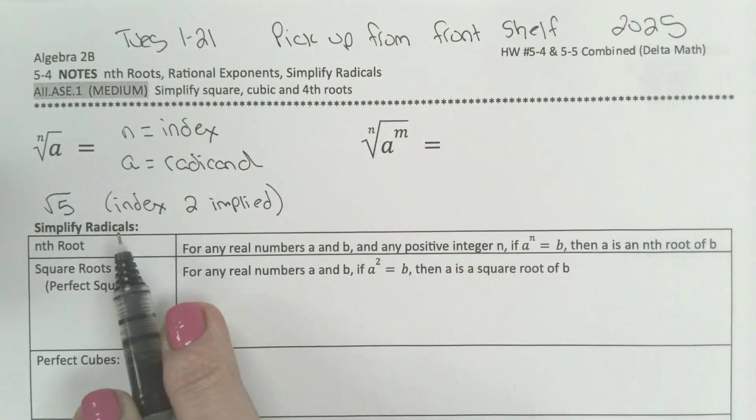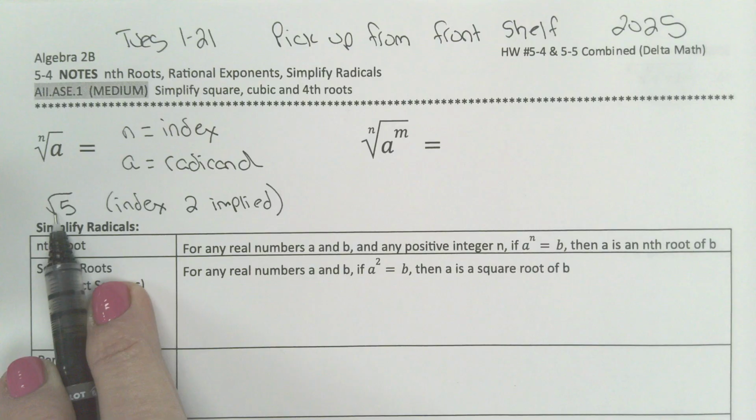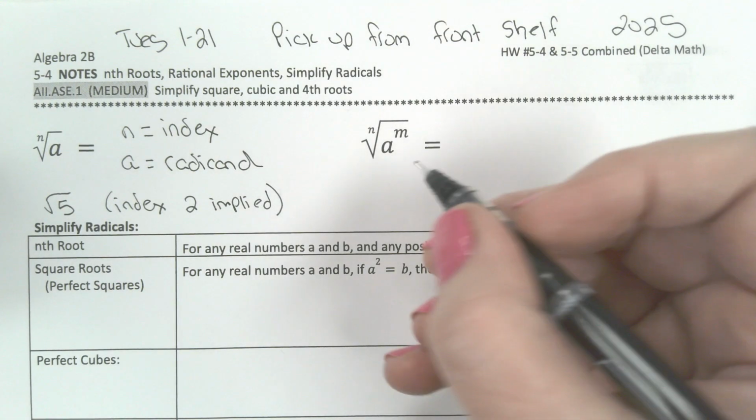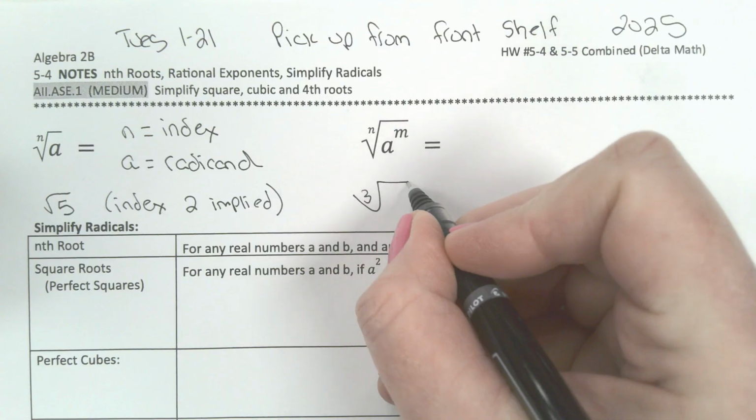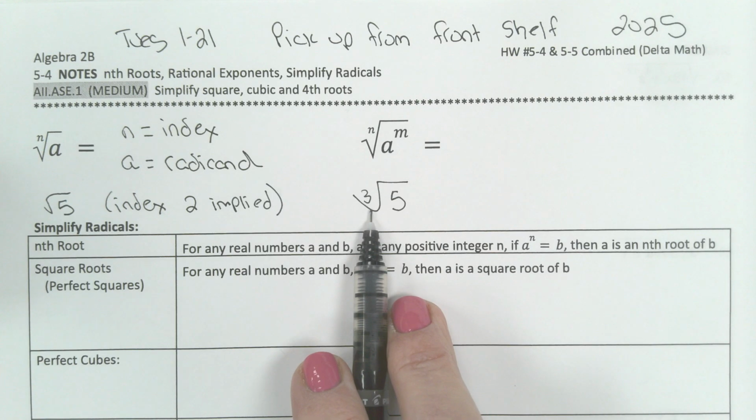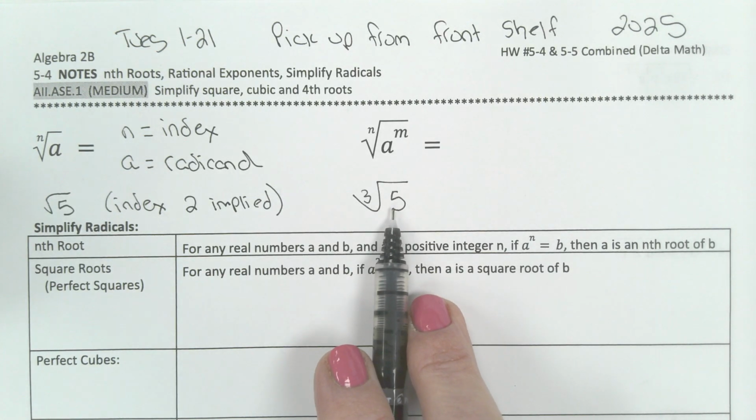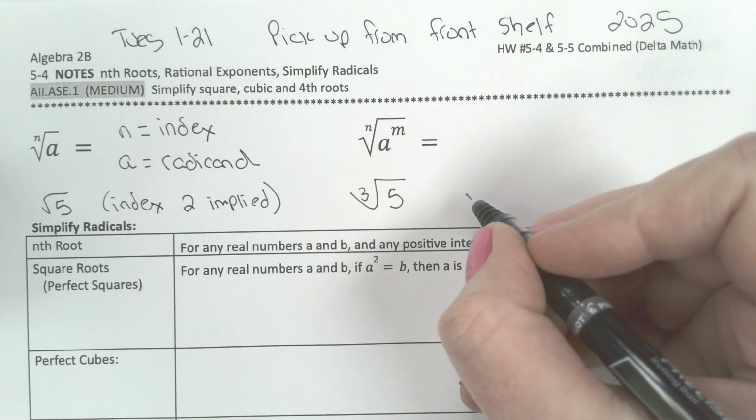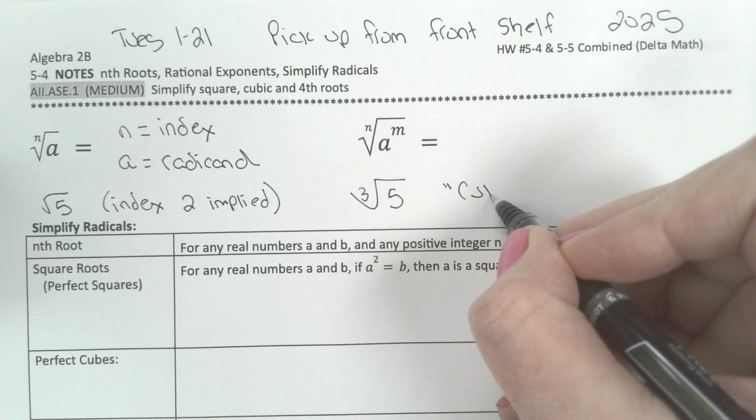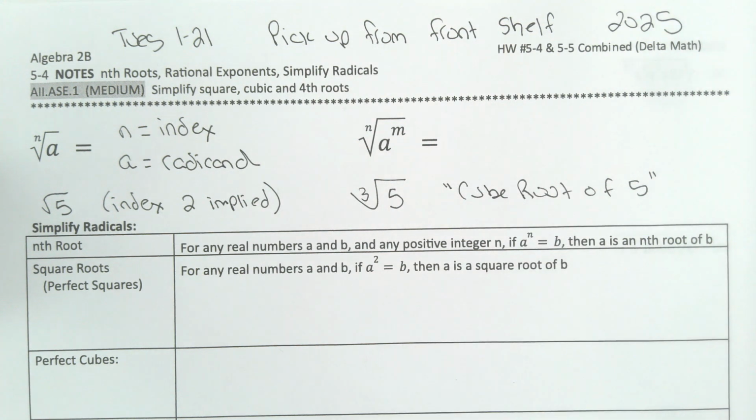If it was any other number, so sometimes in math we don't put a 2 there because it's the most common. If it was anything else, we would have to write it there. So if we want the index to be 3, 4, 5, anything else, you have to put the number in the notch to tell everyone what your index is. This would read the cube root of 5.